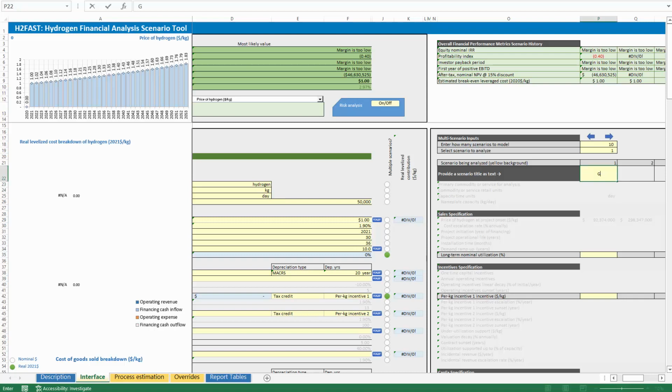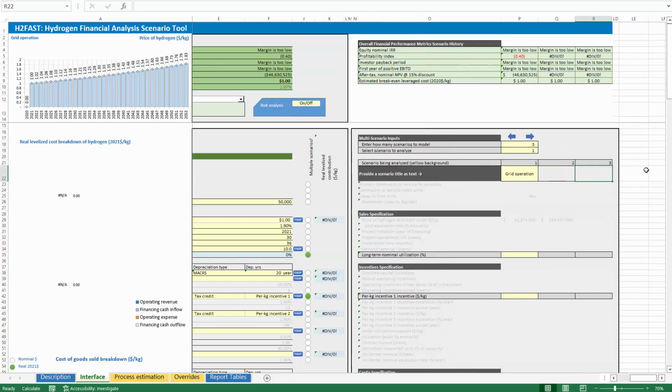So we have one example: grid operation. And a second example. We'll use two examples. In the second example, we will say synchronous PPA. So basically, whenever the wind blows, we'll say that we have a PPA with a wind electricity producer, and synchronously, we're going to use electricity only when the wind is blowing.